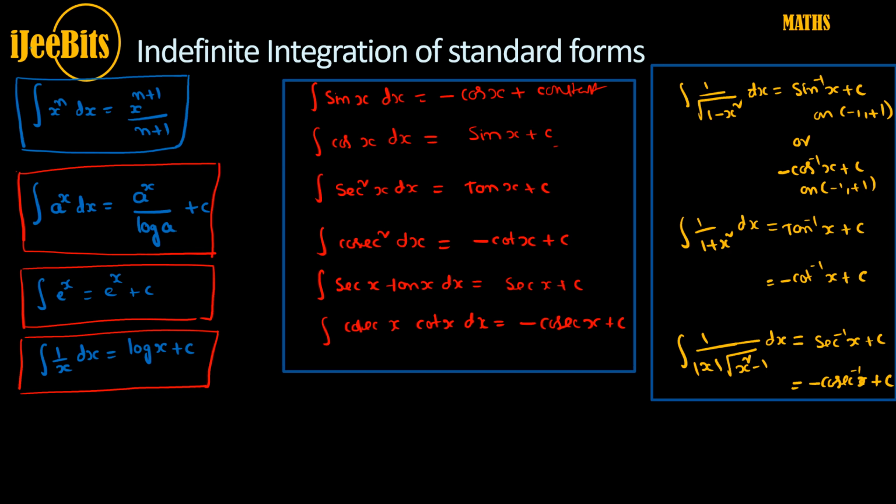Integration of secant square x dx is tan x plus c. Integration of cosecant square x dx is minus cot x plus c. So when secant square and cosecant square come, you will see tan x and cot x. The integration of secant x tan x dx is secant x plus c. Similarly, integration of cosecant x cot x dx is minus cosecant x plus c. If you remember these things while doing integration, you should be able to answer questions so easily.